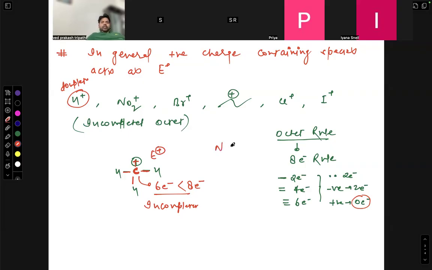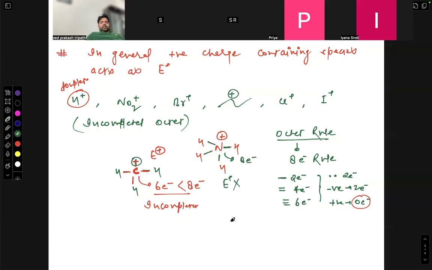For example, what about this species, NH4 plus? You can see this one has a positive charge, but it is not an electrophile. Why? Take your time and let me know. This ammonium ion has a positive charge, but it is not an electrophile. The reason is that it has a complete octet. You can calculate here single, single, single, and single, 4 single bonds, which means 8 electrons around nitrogen, which means complete octet. That's why it is not an electrophile.